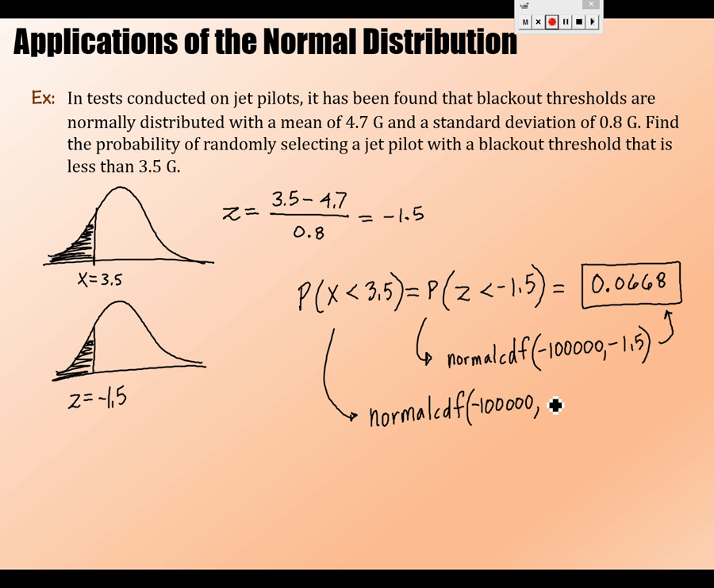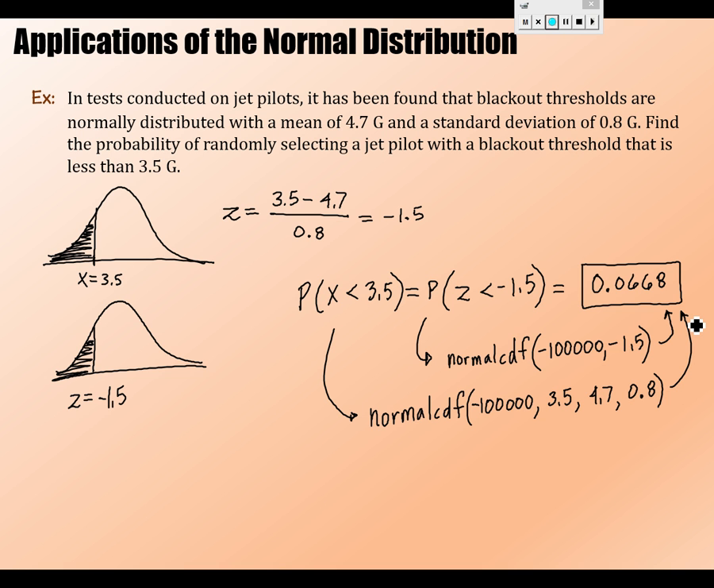For the lower bound, put any tiny number. Negative 100,000 is still going to work. 2099, because there's no kill like overkill. Then you put 3.5 for the upper bound. Now, for the third value you put in the mean, 4.7. And for the fourth value, you put the standard deviation, which is 0.8. So you use the same thing, and it gives you the same value.